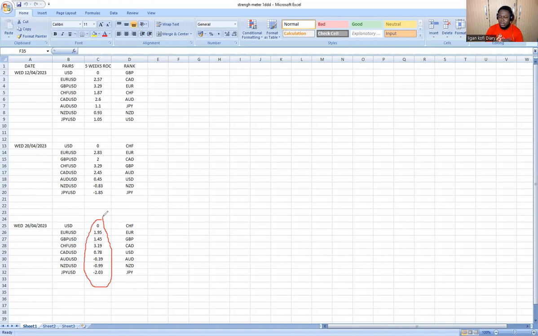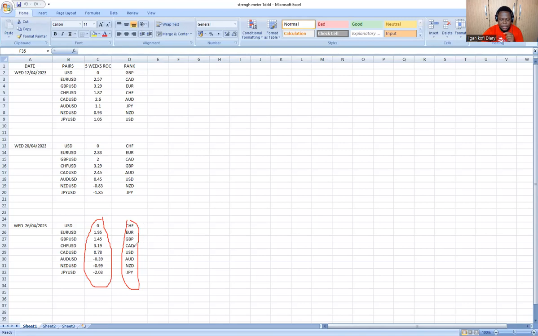Maybe I did mine around 4 p.m. Sorry, 4 a.m. or 5 a.m. or maybe even 6 a.m. The figures might change slightly, but the arrangement you are seeing here will not change. We may all get the same strength meter, but it is the figures here that might change slightly.